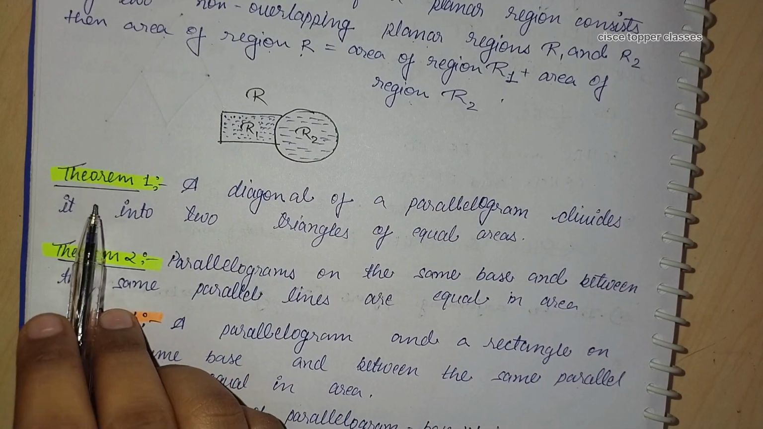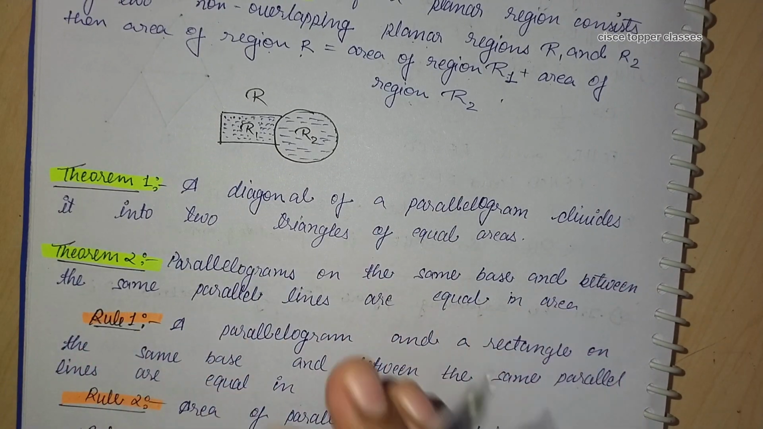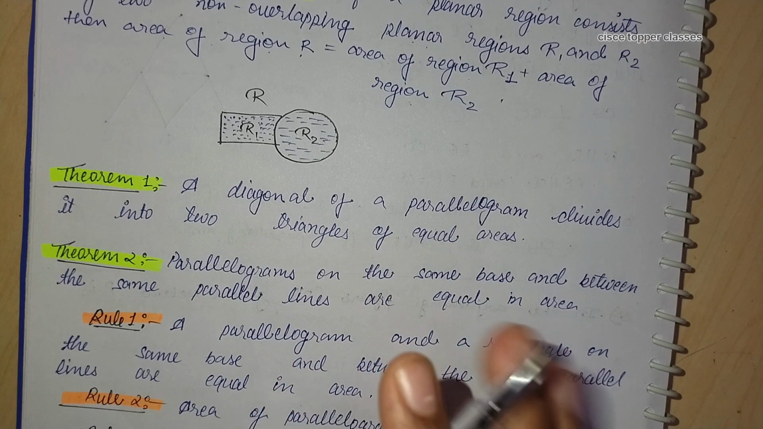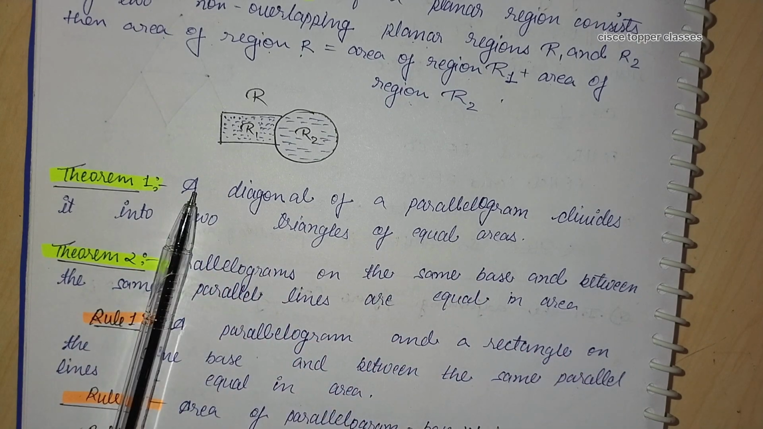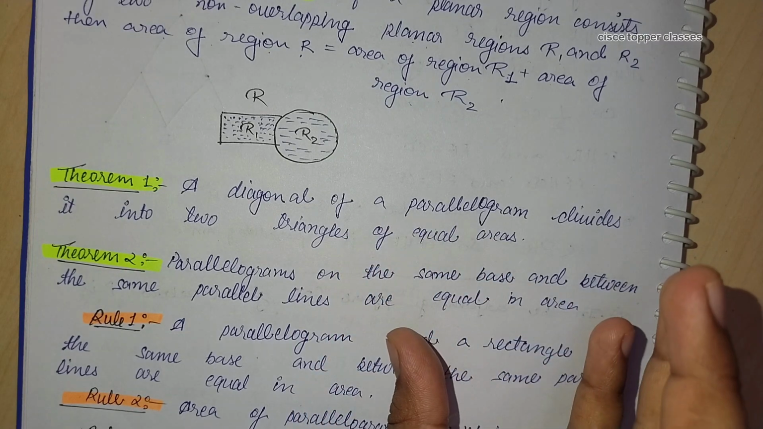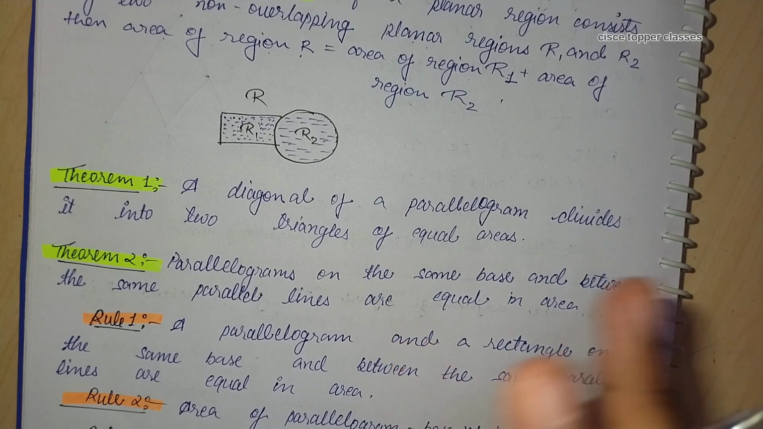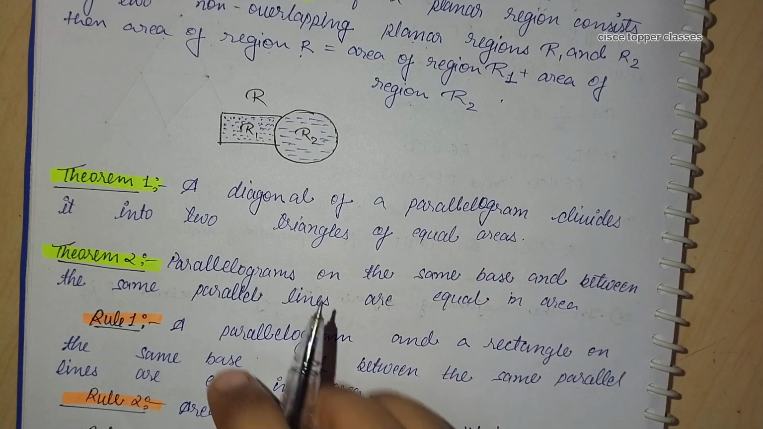Now, firstly, we have theorem 1. A diagonal of a parallelogram divides it into two triangles of equal area. This I am going to use frequently, because we have an identity here: if a parallelogram is there and a diagonal divides it into two triangles, then both triangles are of equal area.